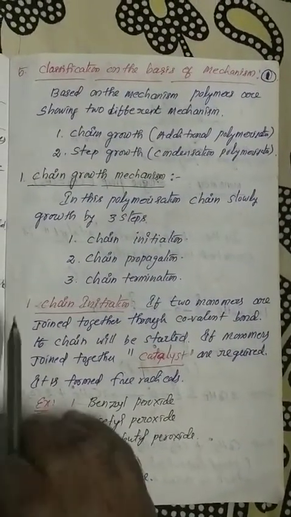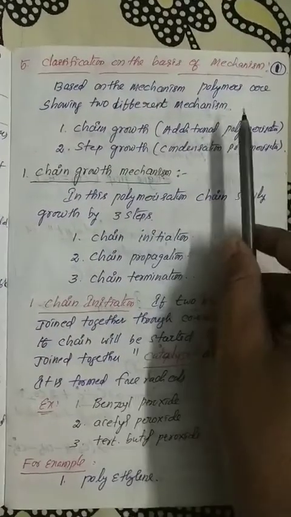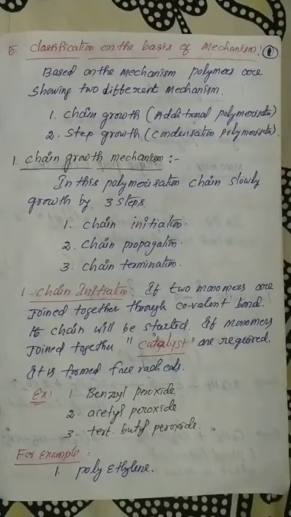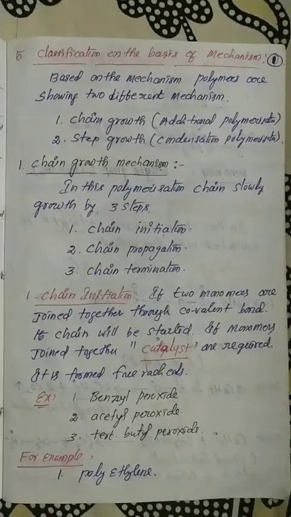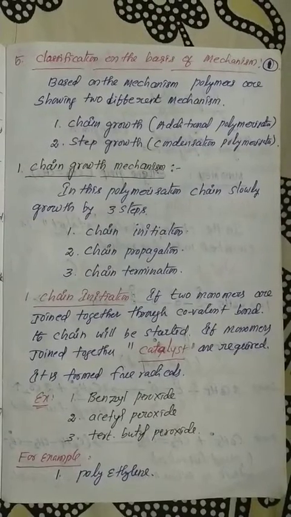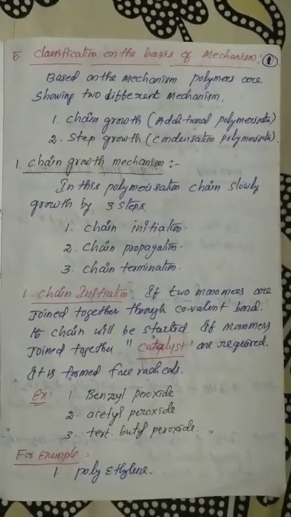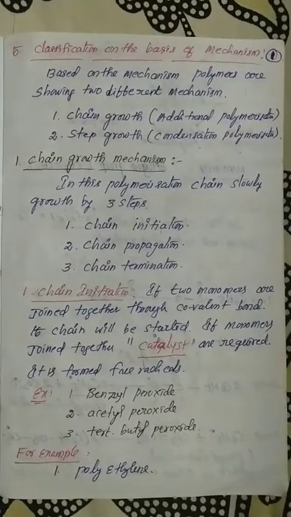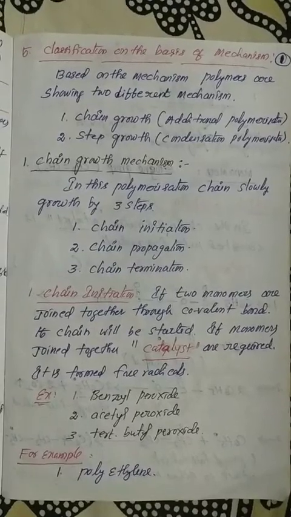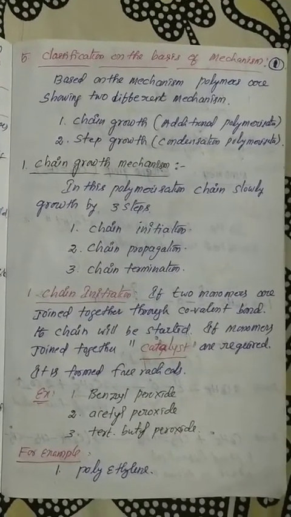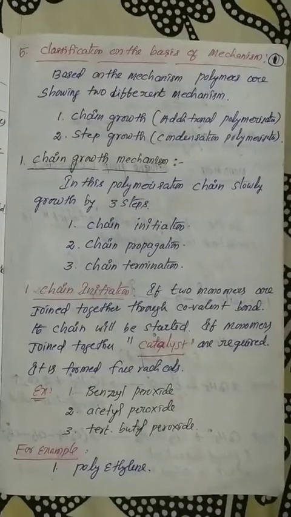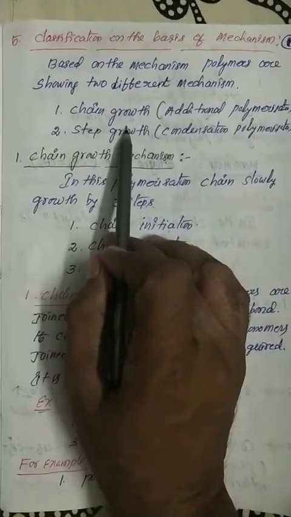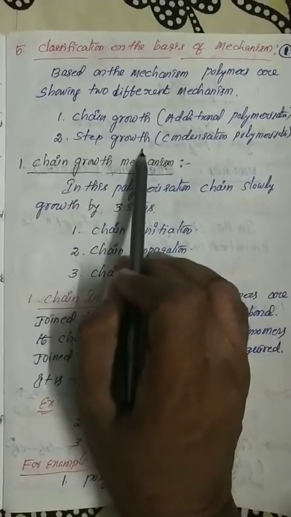Now here, based on the mechanism, polymers show two different types of mechanisms. My dear students, you know that we already discussed in previous classes the preparation methods. Two different types of preparation methods are there. Number one is the addition polymerization method and second one is the condensation polymerization. So ultimately all polymers are prepared through either addition polymerization or condensation polymerization. But from the mechanism point of view also two mechanisms are there. Number one is chain growth mechanism and second one is the step growth mechanism.